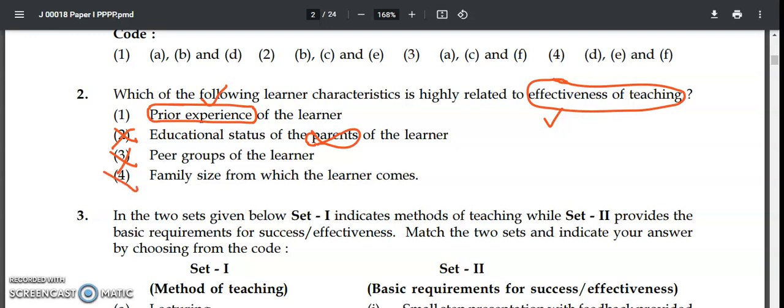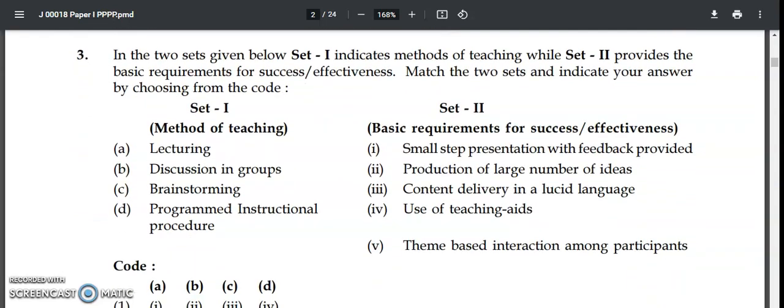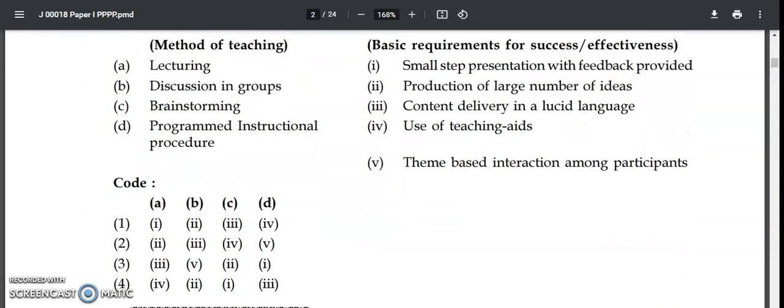So out of all these 4, the prior experience of the learner is the most important point from the effective teaching point of view. So we can take option 1 as the correct answer. Okay, next. So coming to the third question that you may check out here.